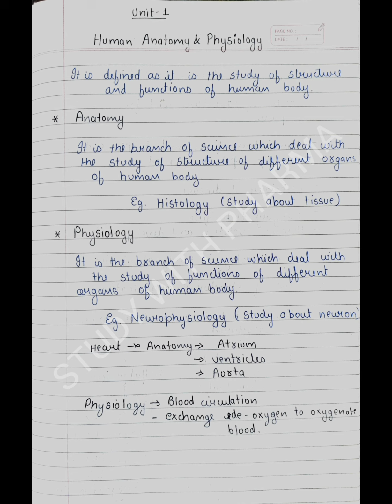If we talk about the heart, all the parts of the heart like atrium, ventricle, aorta are the anatomy of the heart, and the blood circulation and exchange of deoxygenated blood to oxygenated blood is the physiology of the heart.